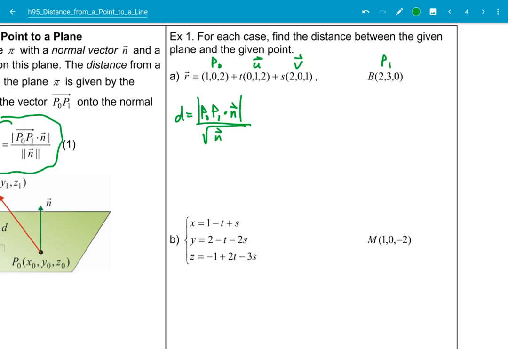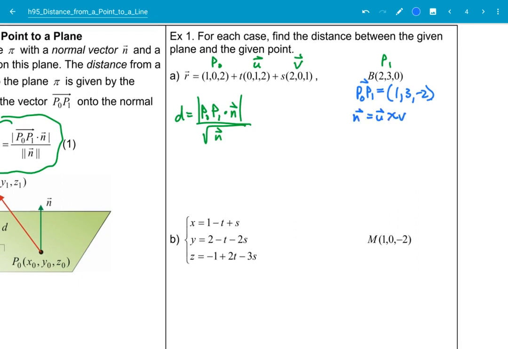So the normal first. Well, we have a few things to do. Since I have it right here, P naught and P1 first, I guess. So we have 1, 3, and negative 2. The normal will be u crossed with v, and you should know the algorithm by now. It is 1 gives 1, 4, and negative 2.